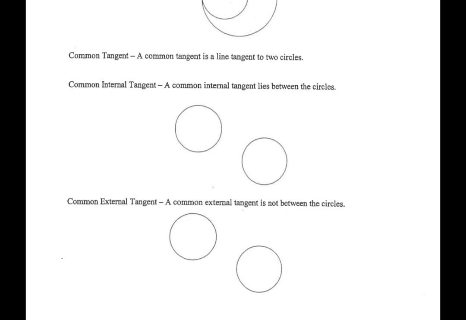And again, we have 2 types. We have internal and external. So the common internal tangent is a tangent that's going to lie in between the 2 circles. So let me see how well I can do this. It's a little tricky, but you want to get a line that is touching both of the circles. The line has to be in between the 2 circles, and you want it to be tangent, so really try to get it to only touch at 1 point. So that is a common internal tangent.